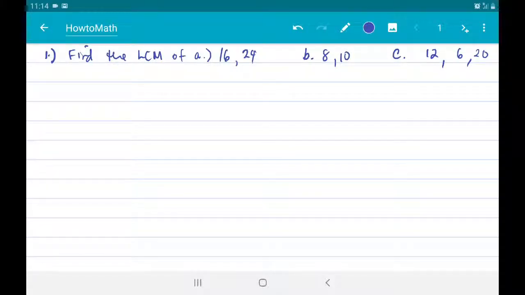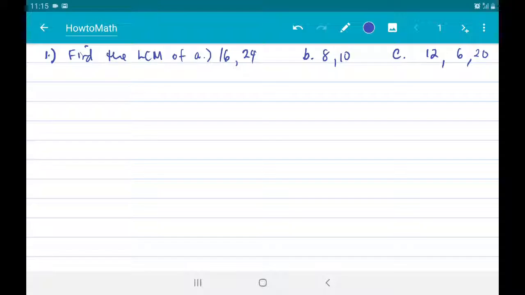What's up guys, in this video we are going to answer some exercises on finding the LCM of two or more numbers using the ladder method. If you have watched our previous videos, we have already learned two methods. The first method is the listing method and the second method is the ladder method. From the previous video we have shown that the ladder method is easier and more efficient. So let's have three examples in this video.